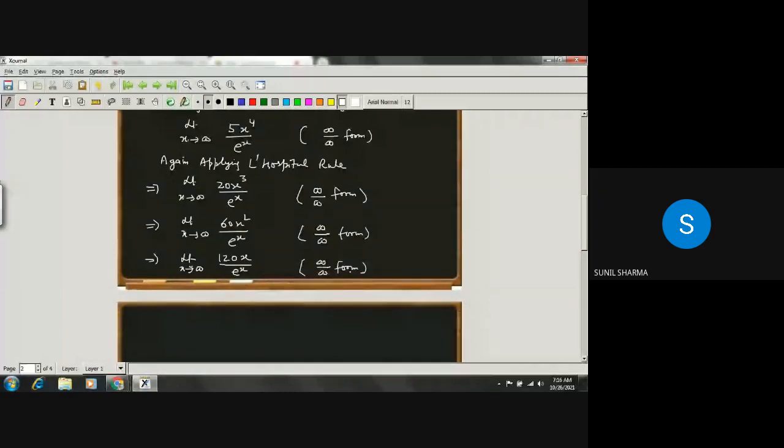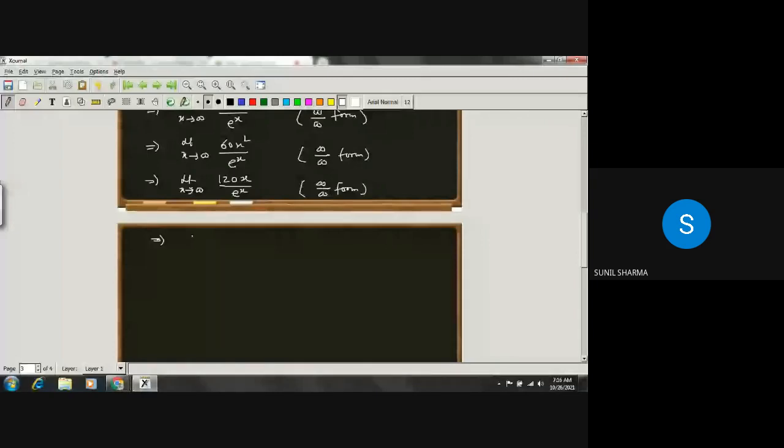Differentiate once again. Limit x goes to infinity, we get 120 upon e to the power x. Now it is not in the form of infinite by infinite. Numerator is 120 upon e to power x. Now we can put limit 120 upon e to power infinity. E to power infinity is infinity, and any number divided by infinity you get 0. So limit of this function is 0. Is this clear? Yes, sir.